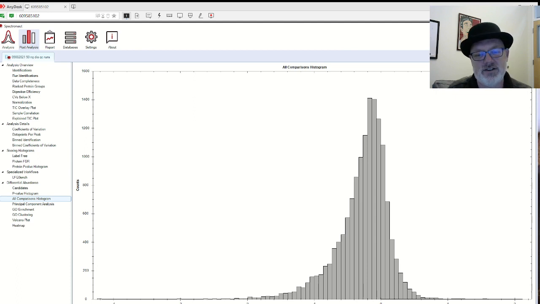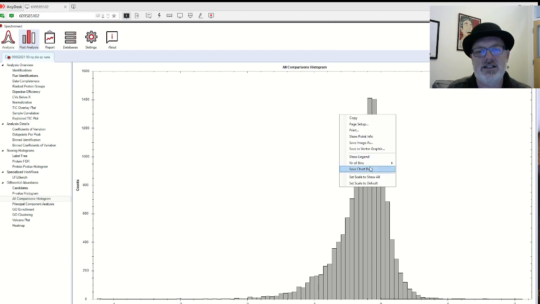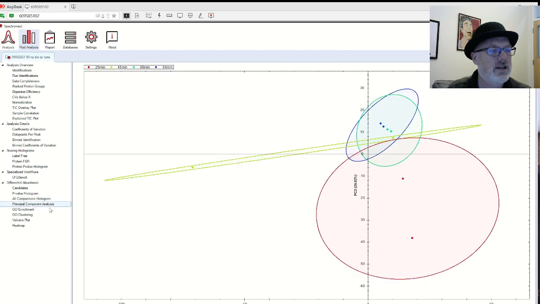All comparison histograms, that's interesting. So this is the average log-2 ratio across all comparisons. You can see the median looks like it's not exactly 0. You could change the bins. Principal component analysis, which is interesting.